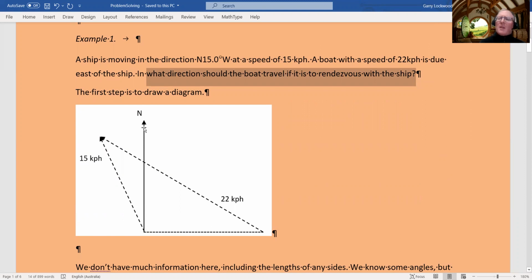So for navigating purposes, and also in surveying, they use true north as 0 degrees. Then you go 90 degrees around to east, then 90 degrees around to south, so south is 180, west is 270, and 360 is back to north again. So we know that this ship out here is going at 15 kilometers per hour, and this boat is going at 22 kilometers per hour, and hopefully they're going to intersect. Rendezvous might be the better word.